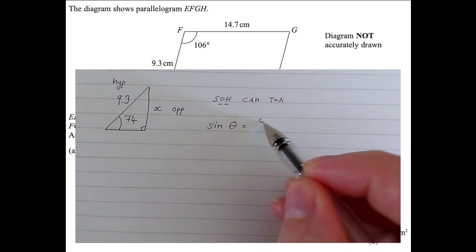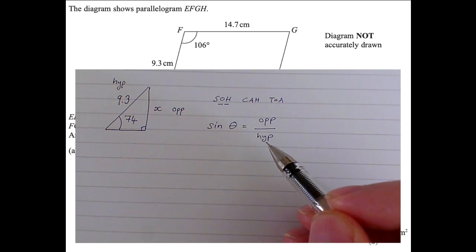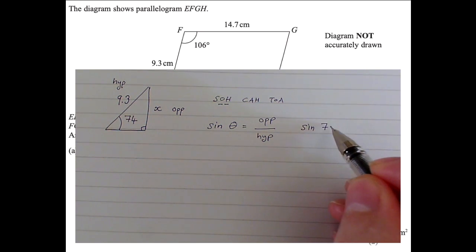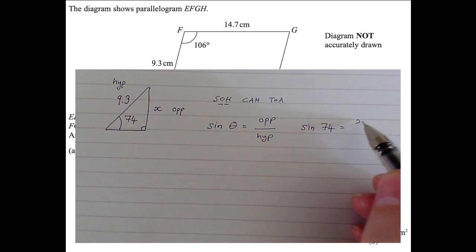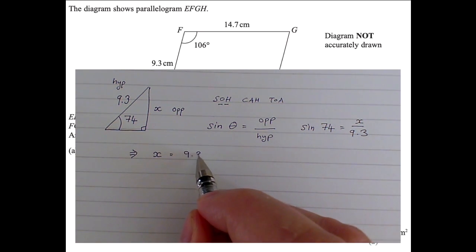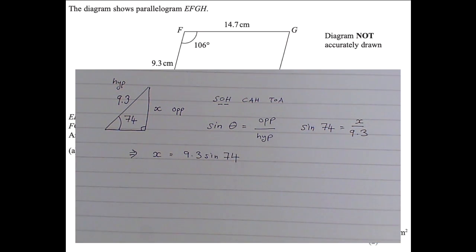Okay, so sine of theta is equal to the opposite divided by the hypotenuse. Just filling in what I know, theta, I know the hypotenuse. So I should be able to come up with the gap between the top and the bottom of this parallelogram. Alright, so x is going to be equal to 9.3 times sine 74. So to work out the area of the parallelogram, I'm going to multiply 14.7 by the value of x.